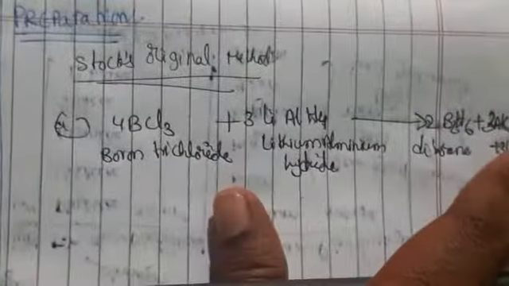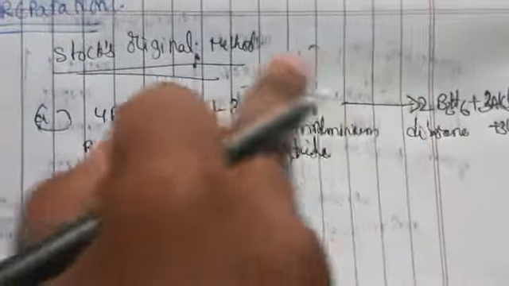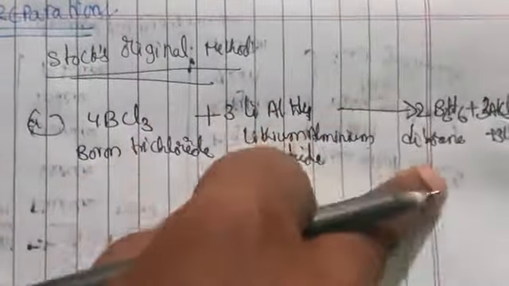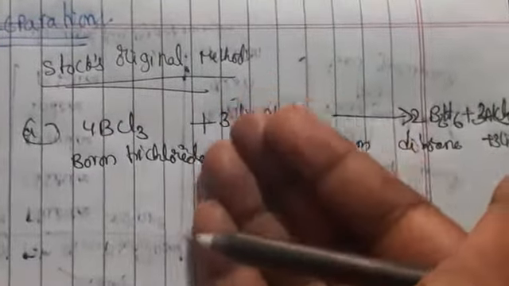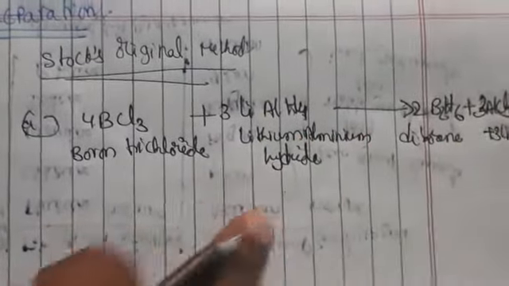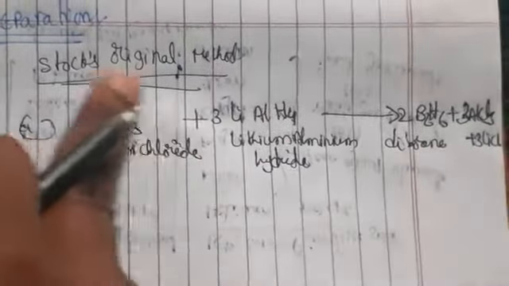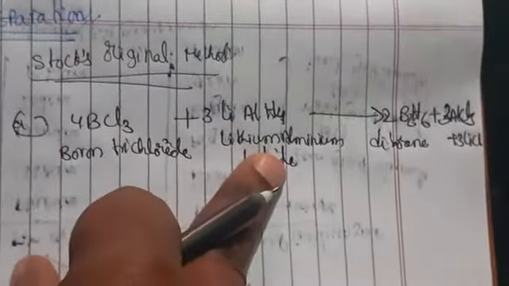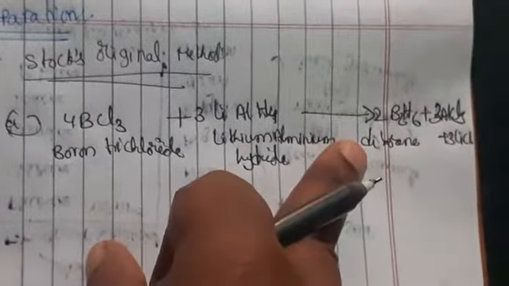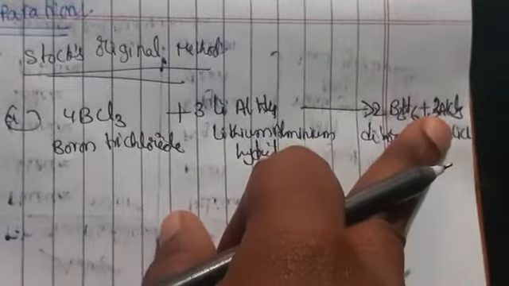So what we are preparing by using Stock's original method: diborane is prepared using BCl3. Here boron trichloride is treated with lithium aluminum hydride, so we get diborane, aluminum trichloride and lithium chloride. This method is no longer used.